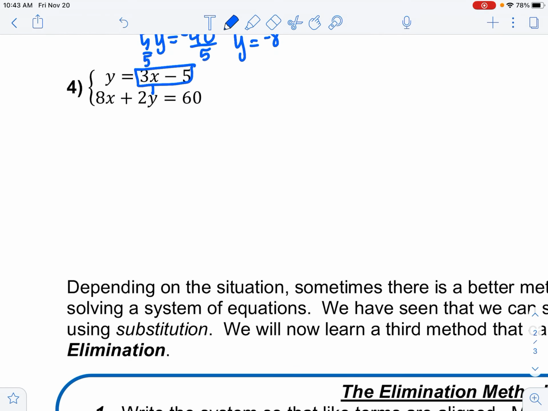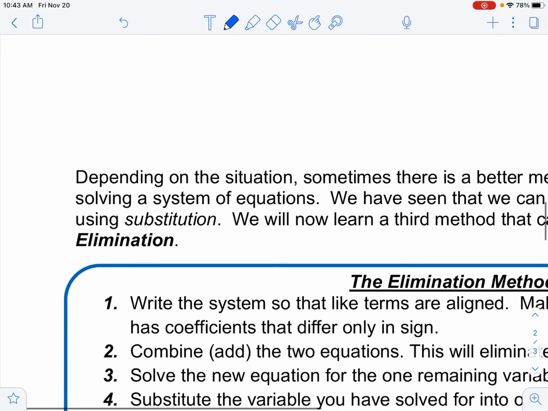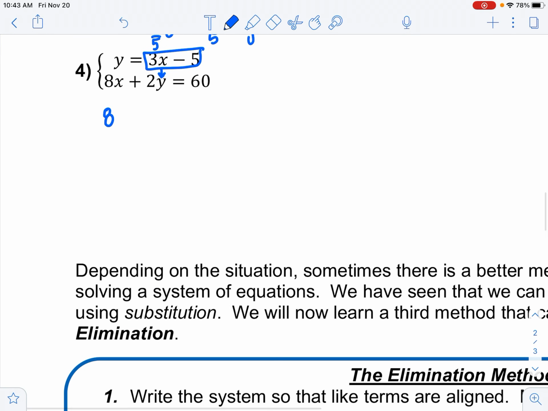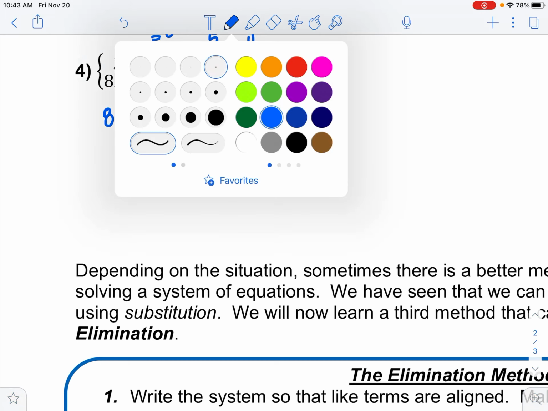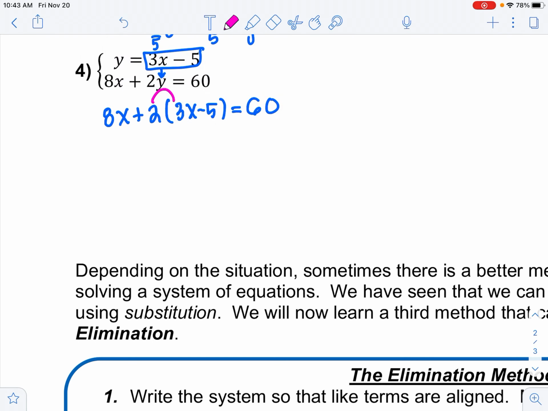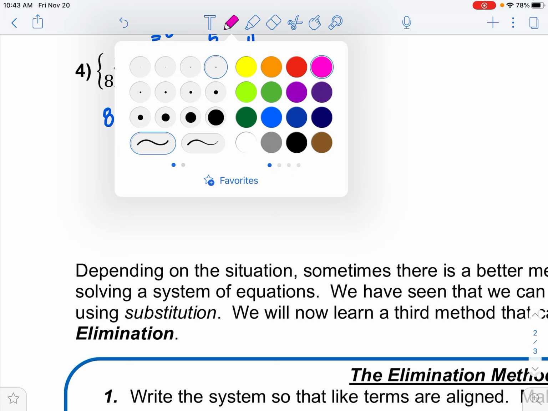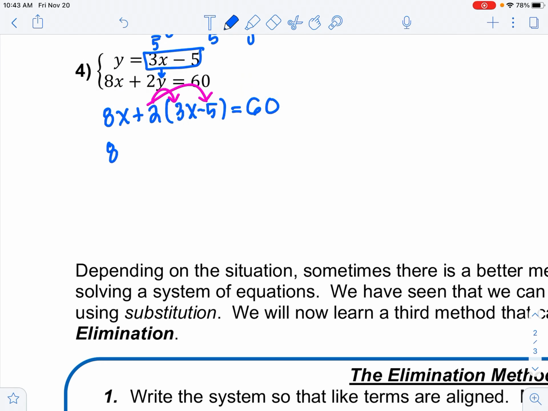All right, next one here, the first equation is solved for y. This is the same thing as y. So I can plug this in for y. I have 8x plus 2 times 3x minus 5 is equal to 60. Distribute your 2. It's a positive 2. I have 8x plus 6x minus 10 equals 60.